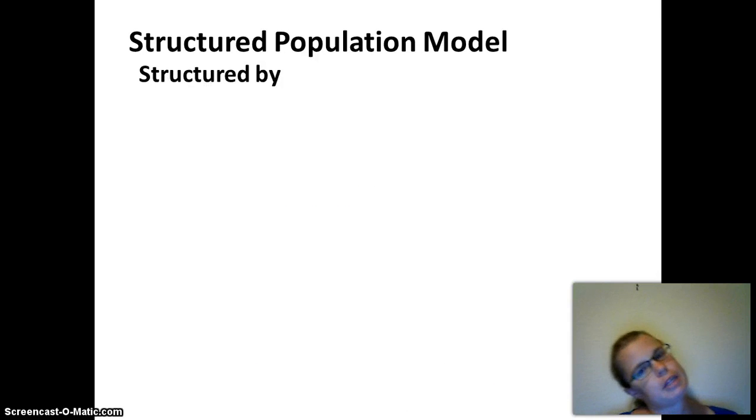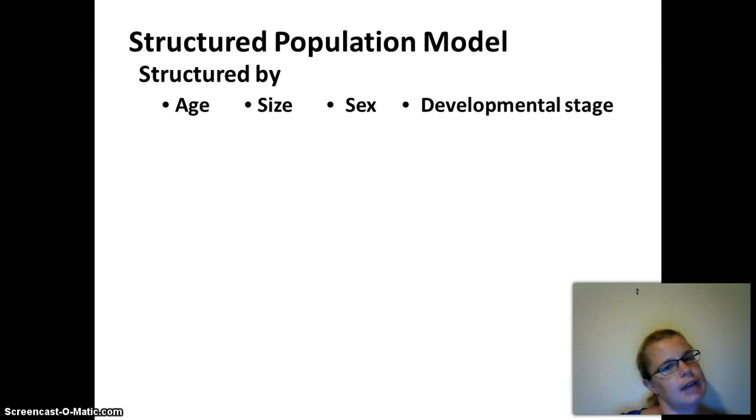So structured population models can be structured in a bunch of different ways. Basically, you have to determine how your population can be divided up in a way that makes the most sense. So it could be that it's structured by age, size, sex, or developmental stage. In the albatross population we'll be talking mostly about age, because albatrosses mostly do things at certain ages. But in other organisms, like fishes, for example, it makes a lot of sense to look at size.